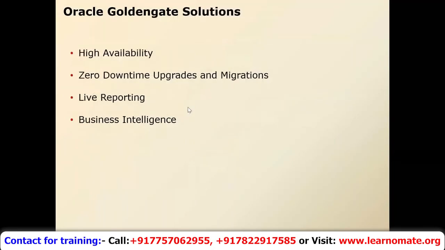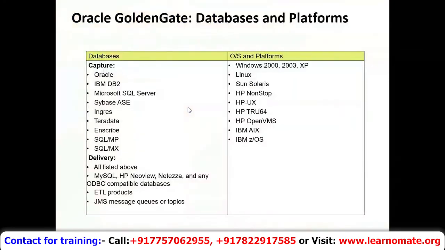Now Oracle GoldenGate solutions include high availability. High availability, as I mentioned, your primary server is in Dallas, secondary server is in California. So GoldenGate ensures your databases are highly available. Zero downtime upgradation and migration using GoldenGate, it also supports live reporting and business intelligence, as I mentioned. GoldenGate supports different databases and platforms, which include Oracle, DB2, SQL Server, Sybase, Ingres, Teradata, Enscribe.